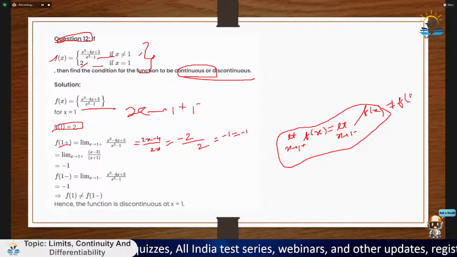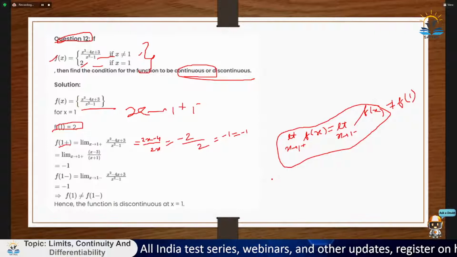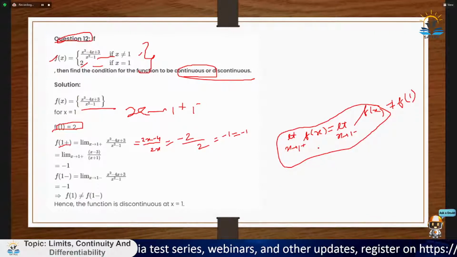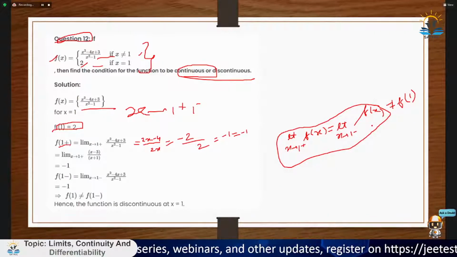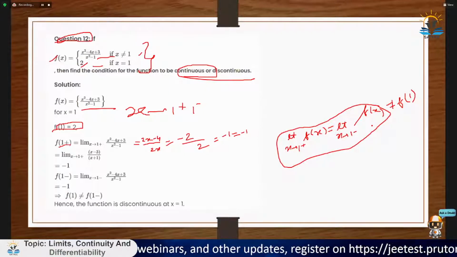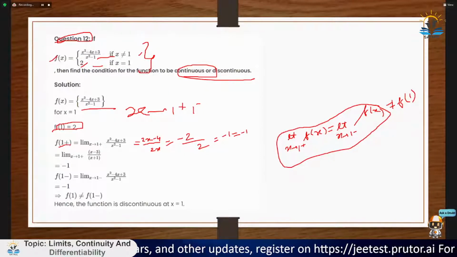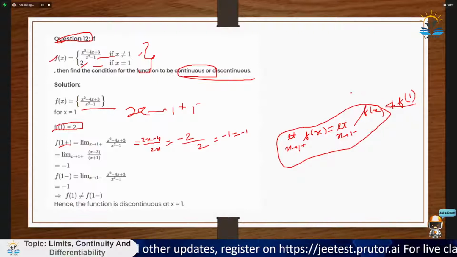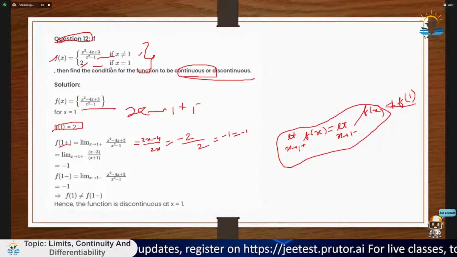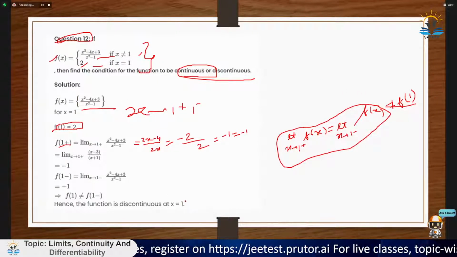You know that for a limit to exist, we only need LHL to be equal to RHL. So here LHL is equal to RHL, which implies that my limit exists at x equal to 1. But since this value of the limit is not equal to the value of the function at x equal to 1, we can't say that my function is continuous. So that's why my function is discontinuous at x equal to 1.